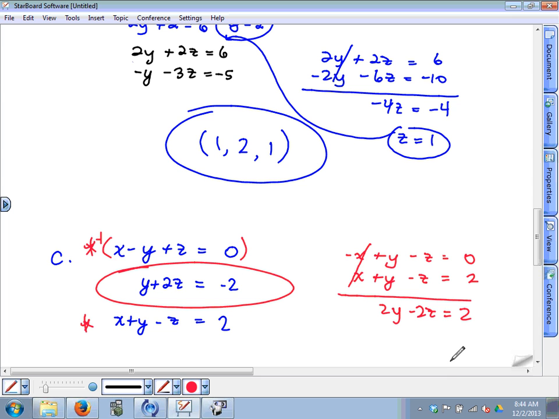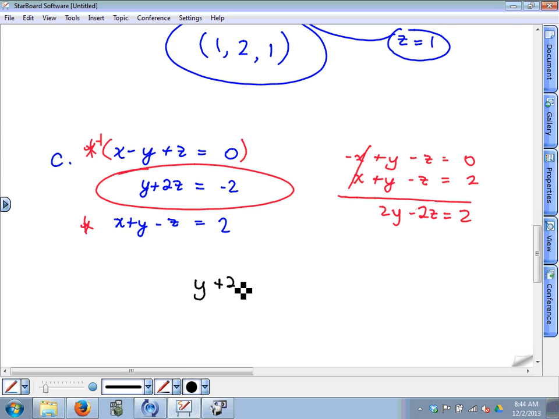So by choosing the top and the bottom equations and eliminating X, we've ended up with this equation: 2y minus 2z is equal to 2. We can automatically combine this one with the equation in the middle because it's already in terms of y and z. We don't have to eliminate X again because it's already gone from right here.